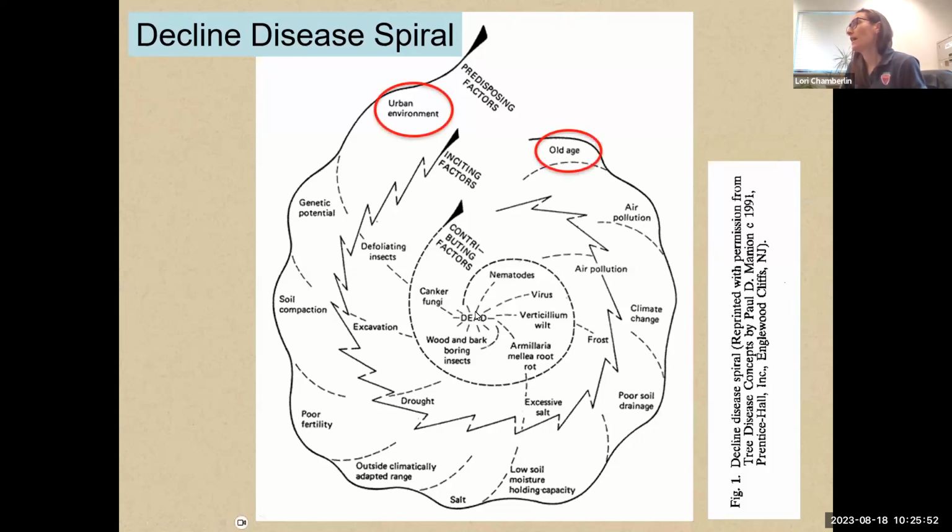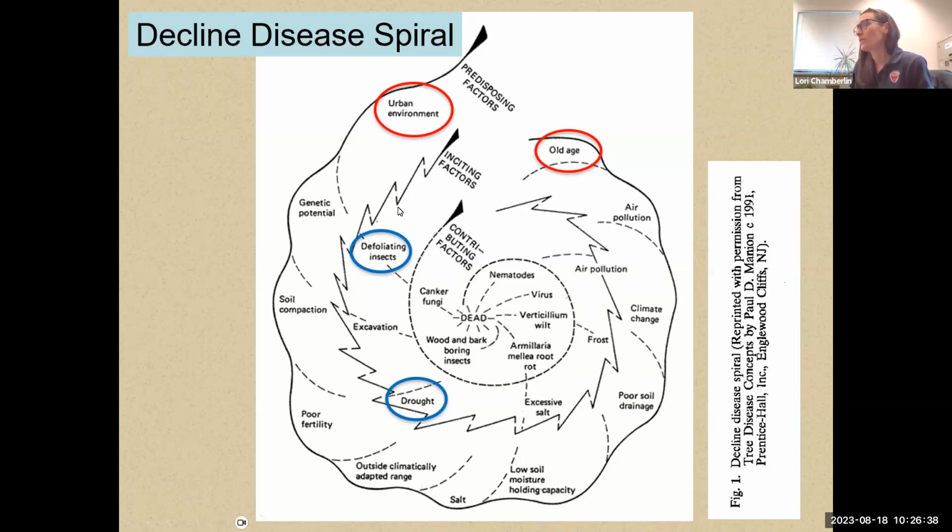I just wanted to highlight again a few that are really common in Virginia. An urban environment is a huge predisposing factor that really puts a lot of stress on oak trees. And old age, we're really seeing a lot of our oaks reach these old ages. I think a whole presentation could be made on this, but unfortunately we lost almost all of our chestnuts at the same time when the chestnut blight hit. And so what came up after that? Well, a lot of oaks. A lot of our oaks came up at the same time, which means a lot of them are reaching these old ages at the same time. And that's a huge predisposing factor for our oaks here in Virginia.